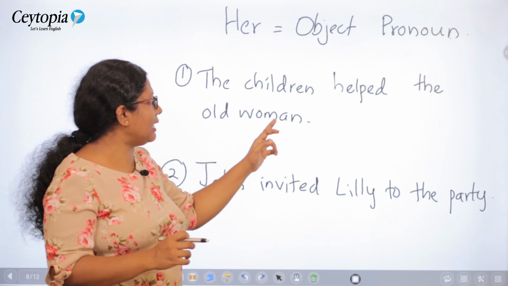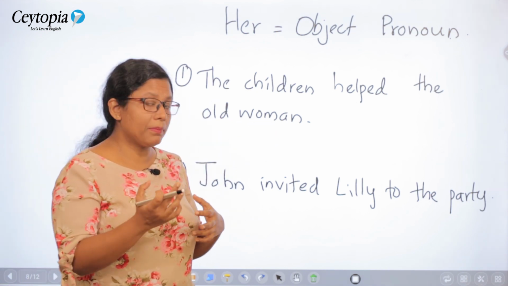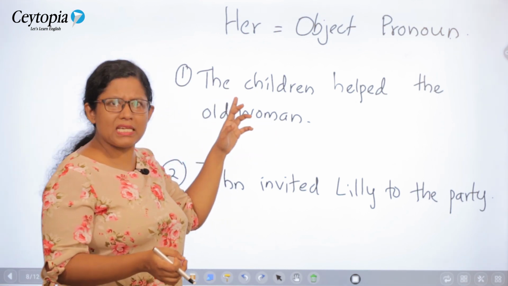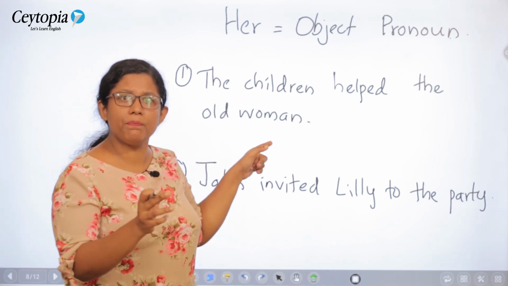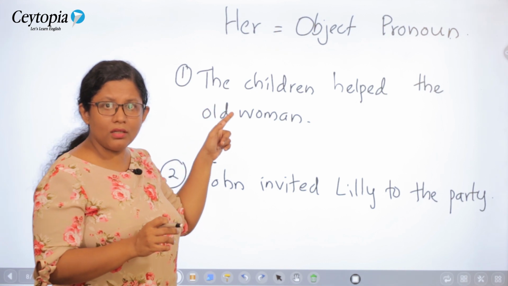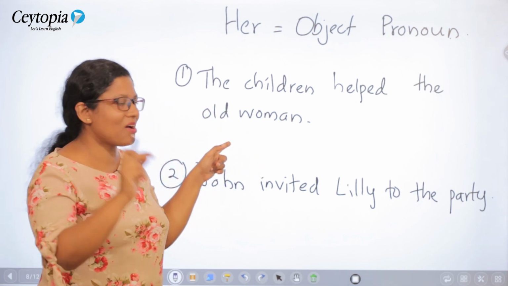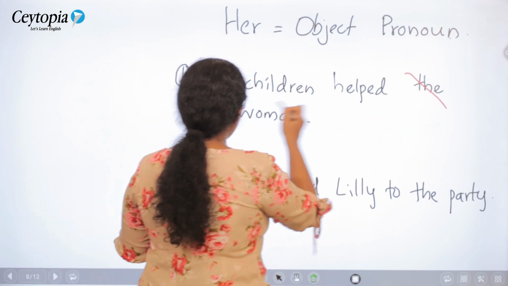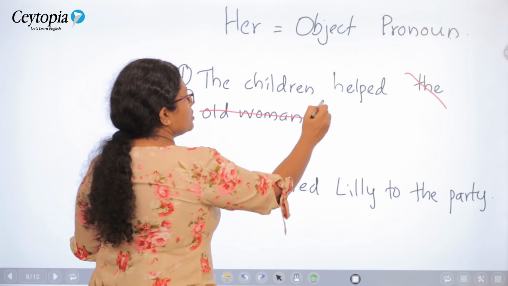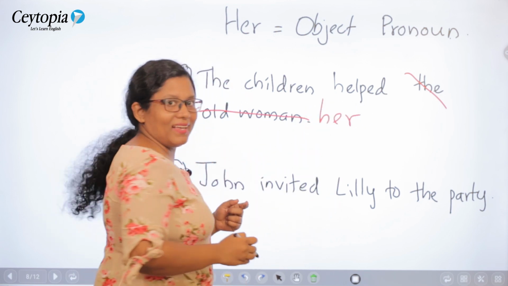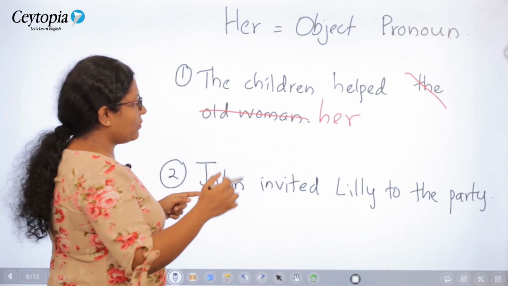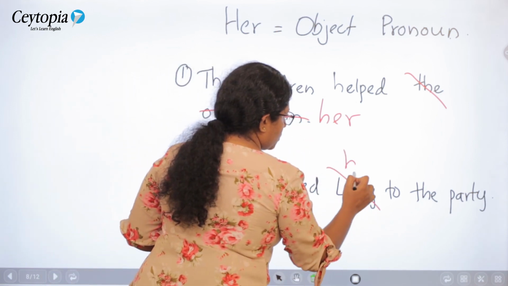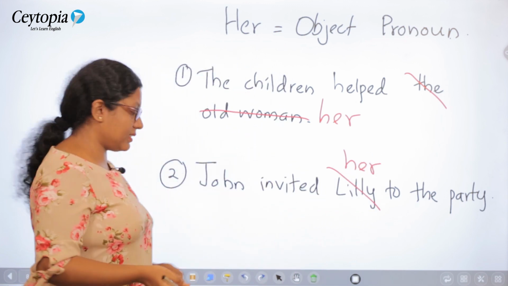The children helped the old woman. Who helped the old woman? The children. Is it the object? No, it is the subject. So, who was helped by the children? The old woman. Right, that is the object. So, instead of the old woman, you are going to use the object pronoun her. Let's read it. The children helped her. John invited Lily to the party. John invited her to the party.